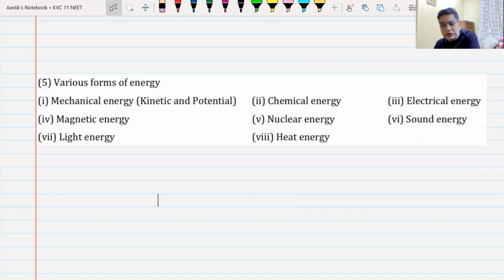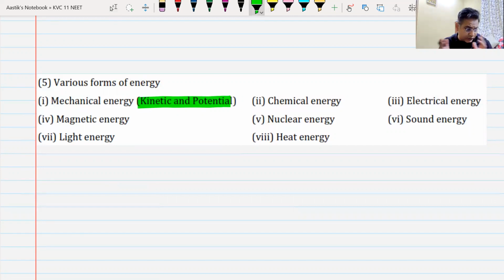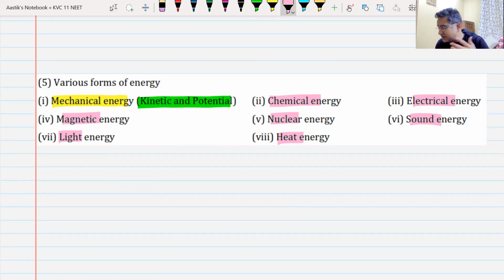What are the energies that you might have heard about? You might have heard about kinetic energy and potential energy. Together we call it the mechanical energy of a body. Mechanical energy, then you have chemical energy, electrical energy, sound, nuclear, heat, light, magnetic. We'll be covering almost all types of energies in our course. Chemical energy probably you will be covering in chemistry. Sound energy, heat, nuclear, light, magnetic energy, everything will be covered in the course of 2 years.